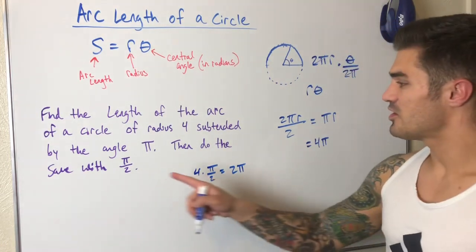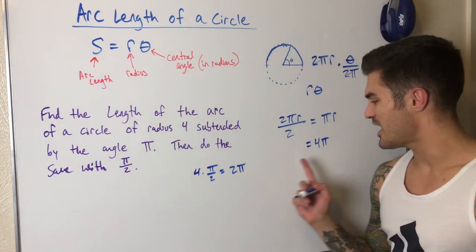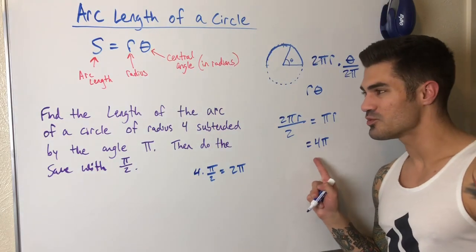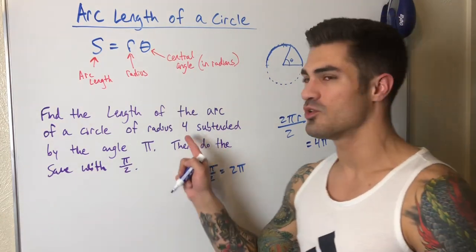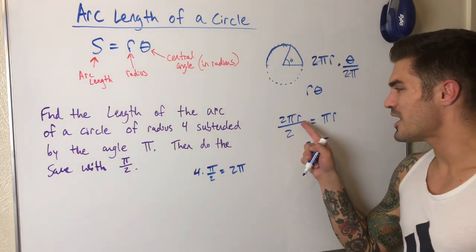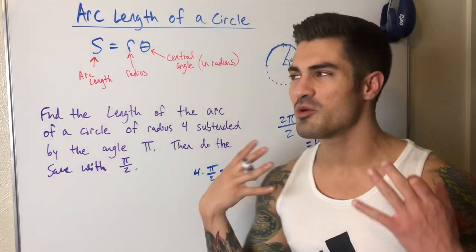And think about it. Pi over 2, that's a quarter of the circumference. So we expect it to be half as much as half the circumference, right? And double this would be the full circumference of a circle with radius 4, which makes sense because we plug that in, we get 2 pi r, that comes out to 8 pi. So all this stuff is adding up. Hopefully this is helping you understand.